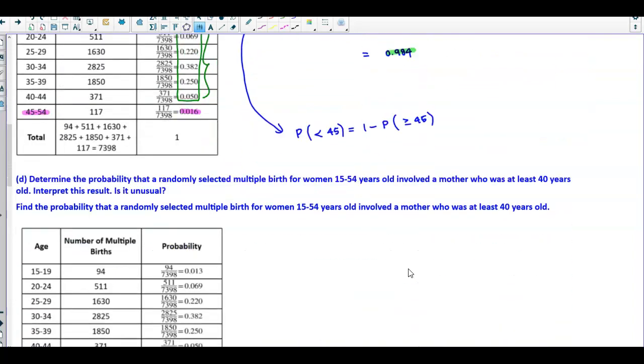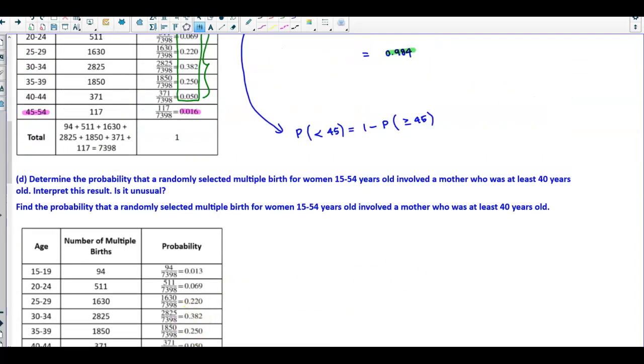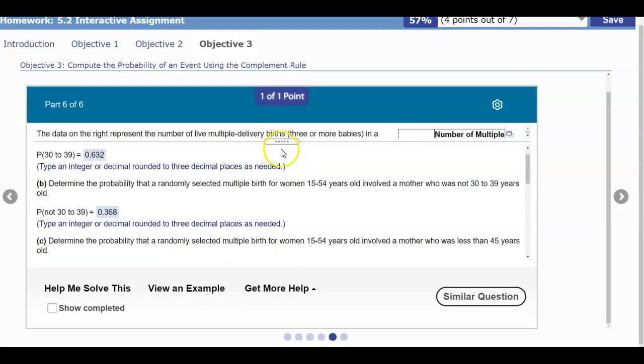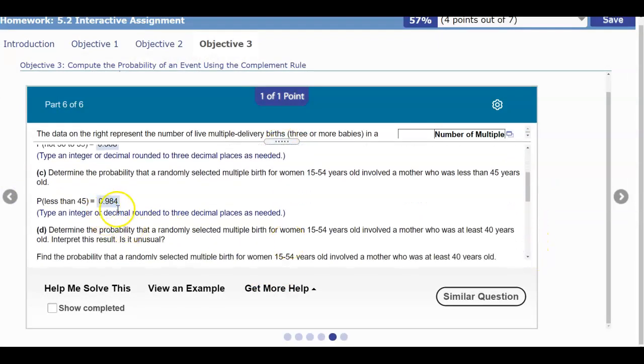Now, in the last part it says we want to determine, and let's go ahead and put that answer in to make sure that answer is correct for part C. The answer for part C is 0.984.